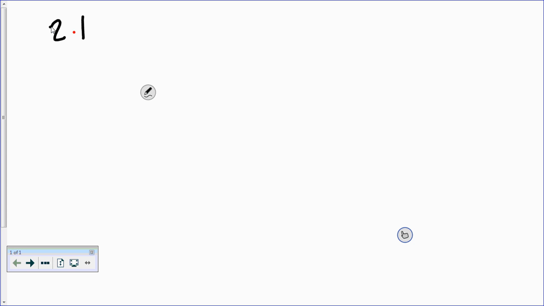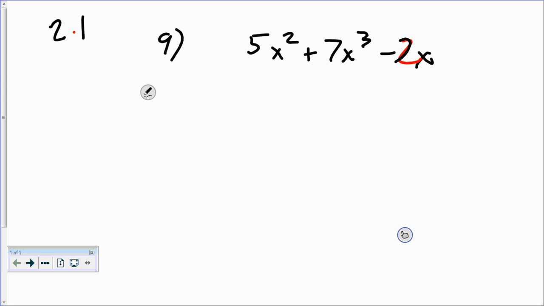Number 9. What's the degree of the polynomial? And it says 5x squared plus 7x cubed minus 2x. All right, so I'll be straightforward. Again, this is a third degree.